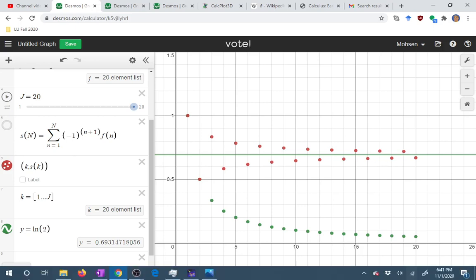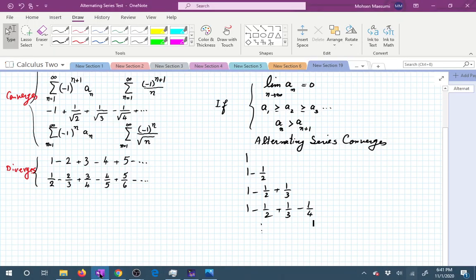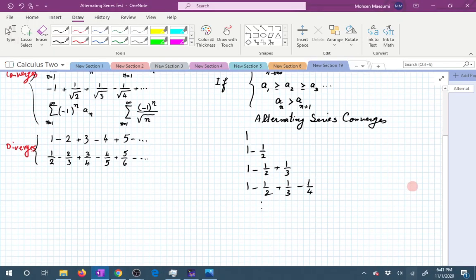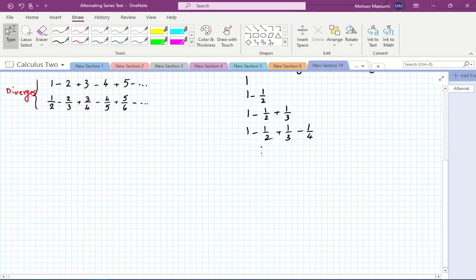So let's go back to the calculations that we had here. Let's go ahead and do some examples of alternating series. So suppose I have the sum of (-1) to the power of n plus 1, times 1 over n cubed. What would be your verdict about this? Is this an alternating series? Well, yes, because this sign is going to alternate.